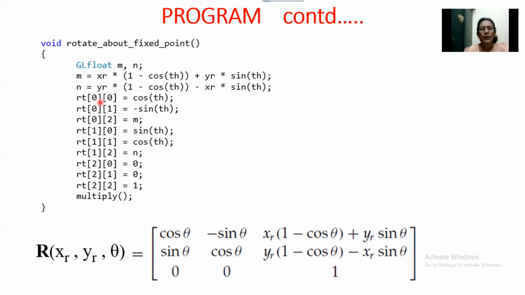Then we assign the transformation matrix by these values. RT00 is cos theta, RT01 is minus sin theta, RT02 is this value, that is nothing but M. Now RT10 is sin TH, RT11 is cos TH, RT12 is this value, that is nothing but N. RT20 is 0, RT21 is 0, and RT22 is 1. Then we have to apply it to the point, so we multiply.